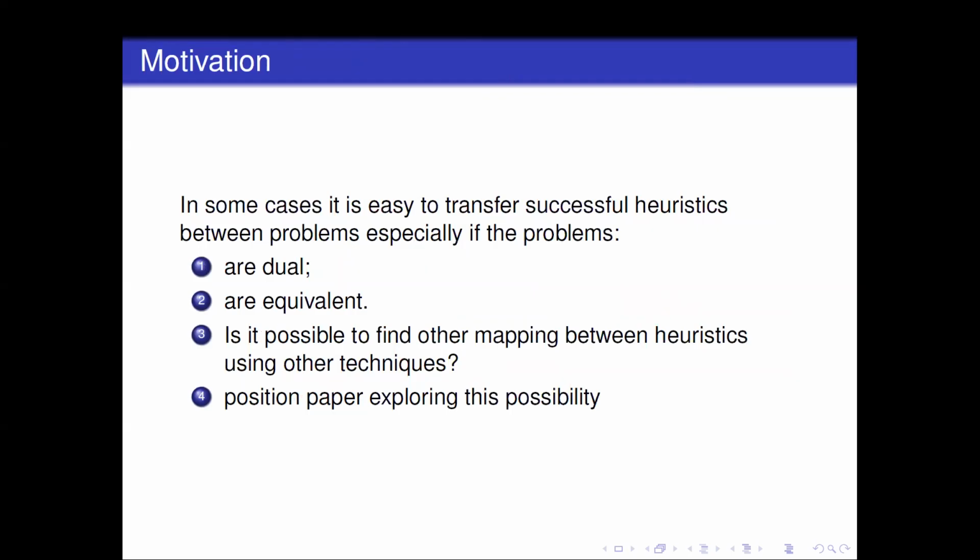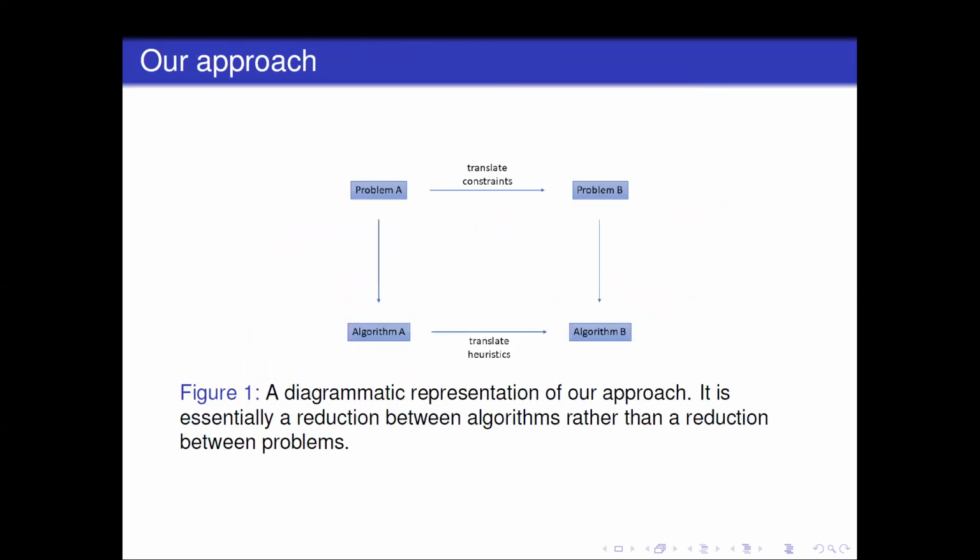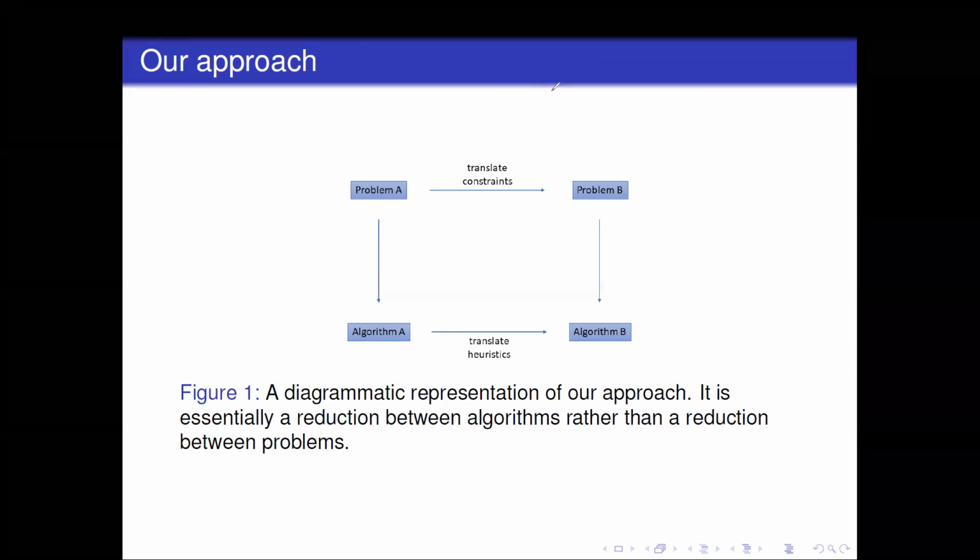In some cases, it's easy to transfer successful heuristics between problems, especially if the problems are dual or equivalent. But is it possible to find other mappings between heuristics using other techniques? And that's what we're doing in this position paper. We're exploring this possibility and showing that there might be some future work in here. So let's look at what we're doing here.